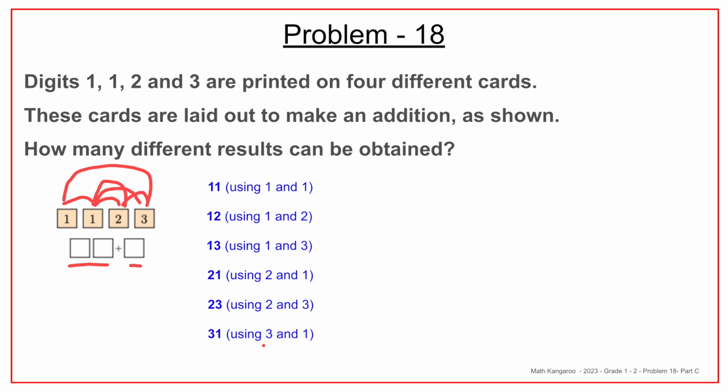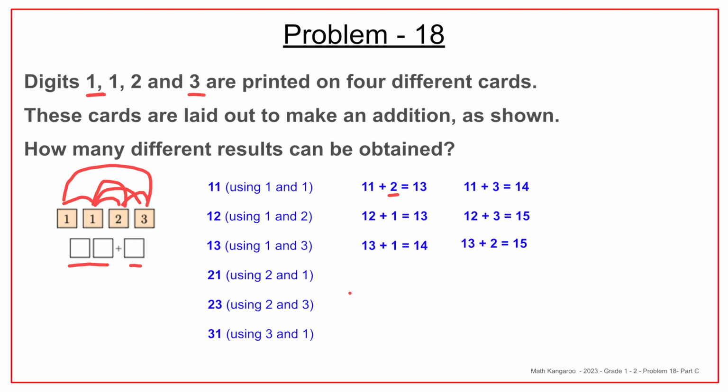Next step, we will choose one-digit number and add it to our two-digit number. So for 11, we could use 2 and that makes it 13. We will use 3, 11 plus 3, 14. And that's it. Now we will move on to our 12 combination. So 12 plus 1, 13, and 12 plus 3, 15. So for 13, we have 1 and 3 already in the number, so we will use 1 and 2. So 13 plus 1 gives us 14. 13 plus 2 gives us 15.